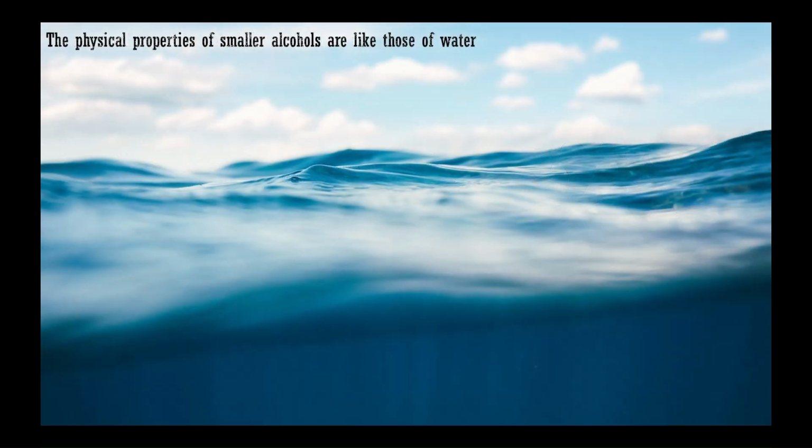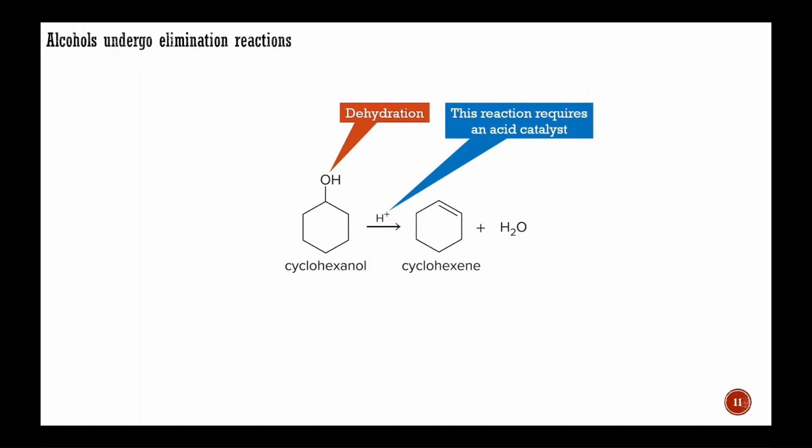The physical properties of smaller alcohols are similar to those of water. They have high melting and boiling points due to hydrogen bonding and can dissolve polar molecules and some salts. As you may have already guessed, alcohols undergo both elimination and substitution reactions. In an elimination reaction, the removal of a hydrogen atom and a hydroxyl group, known as dehydration, produces an alkene. This reaction requires an acid catalyst.